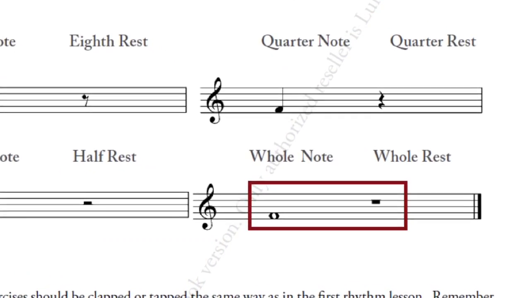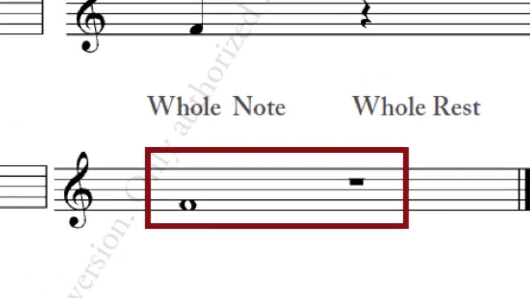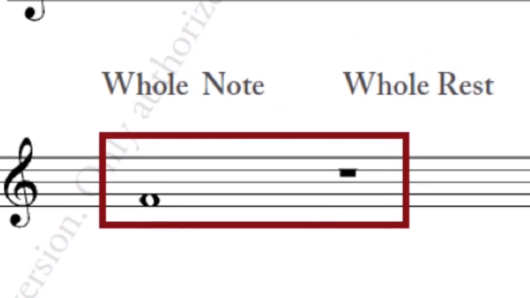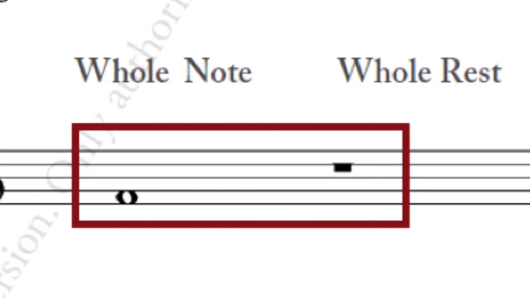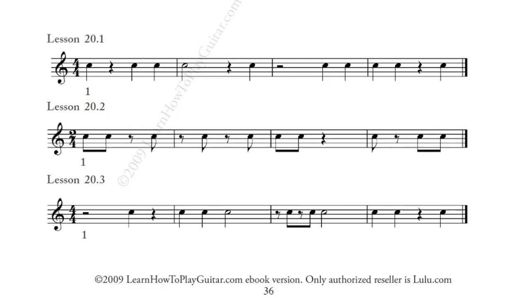One of the ways that I used to remember them is that the whole rest hangs down from a line like it's a hole. But it's pretty obvious: if you see a half rest, you'll see something else in a measure of 4/4, whereas a whole rest will take up an entire measure of 4/4.